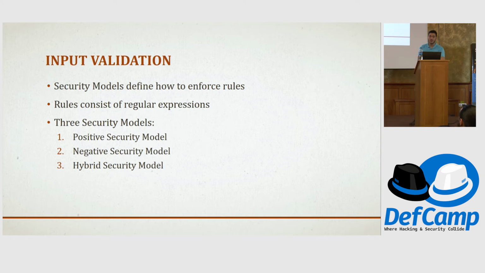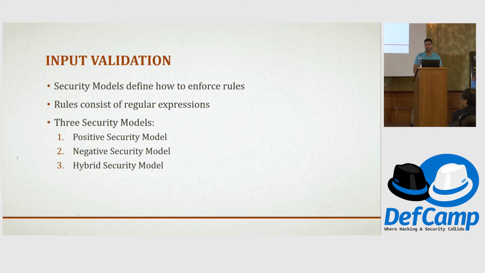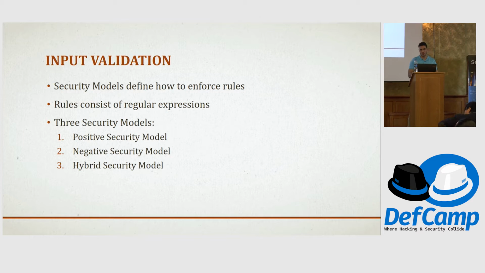Then the input validation of WAFs comes after the normalization functions. And here we have different security models. And these security models define how to enforce the rules. They mostly consist of regular expressions. And generally, we have three security models: the positive security model, the negative security model, and the hybrid security model.